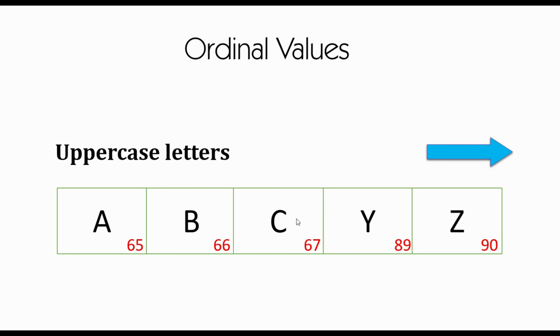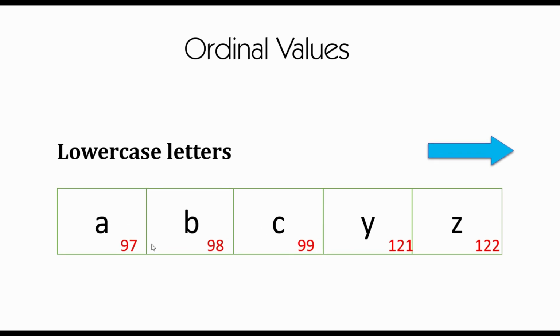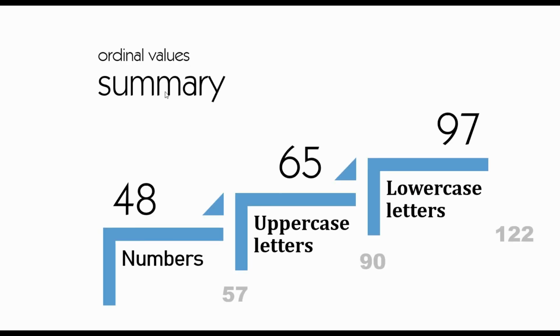Then lowercase letters. These have the highest Unicode values: a starts with 97, b with 98, and c with 99. So y has 121 and z has 122. So why should we learn these ordinal values for comparison operators? It's very essential. You should know that numbers start with 48, that is 0, uppercase letters start with 65 and lowercase letters start with 97. Let us see how it works.